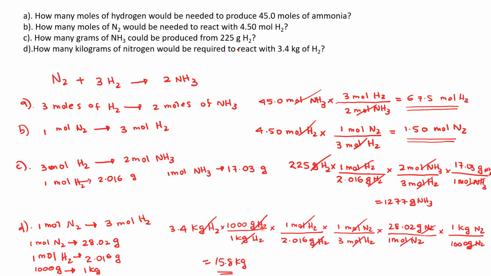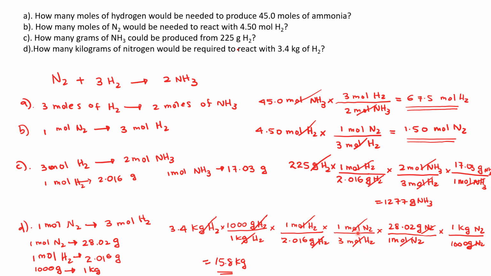Let's go to the dimensional analysis. We start with 3.4 kilograms of hydrogen and we are going to convert it to grams. We know 1 kilogram equals 1000 grams. So now you see kilogram to kilogram cancels out. Now we have the hydrogen in grams. Now we need to find the number of moles of hydrogen. For that we are going to use the molar mass of hydrogen. We know 1 mole of hydrogen weighs 2.016 grams. You can see gram hydrogen cancels out.